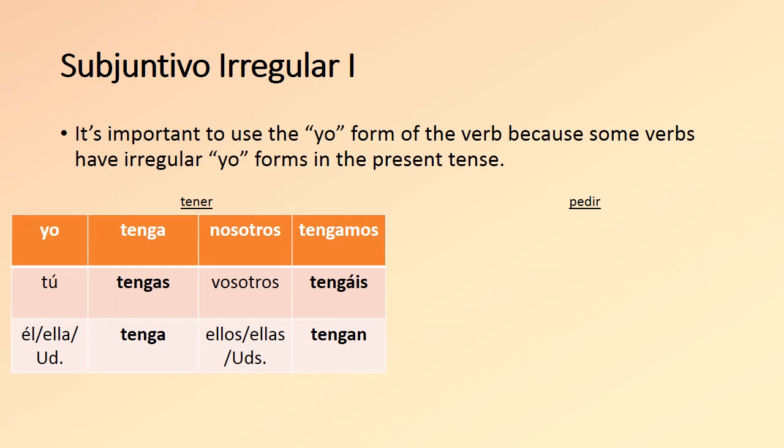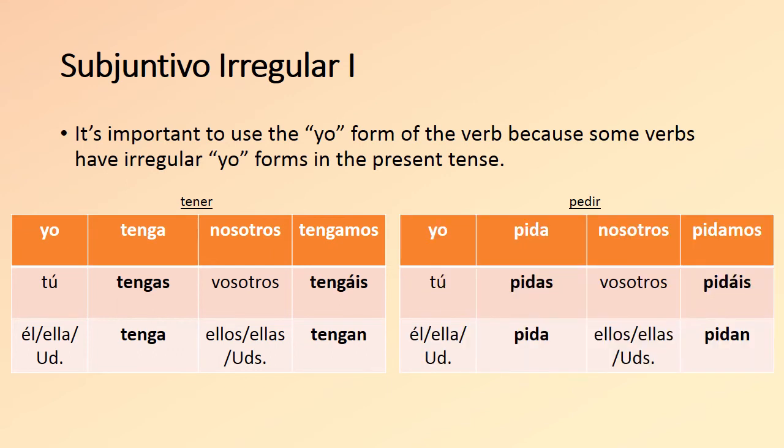ellos, ellas, ustedes tengan. Another example is pedir, which is a stem-changing verb that goes from e to i. So the yo form is pido. If we take off the o, we have pid, and then we need the opposite ending, which would be an a, to make pida. So it's yo pida, tú pidas, él, ella, usted pida, nosotros pidamos, vosotros pidáis, and ellos, ellas, ustedes pidan.